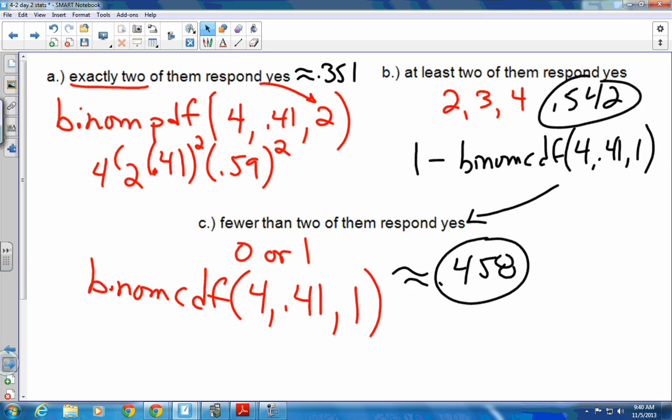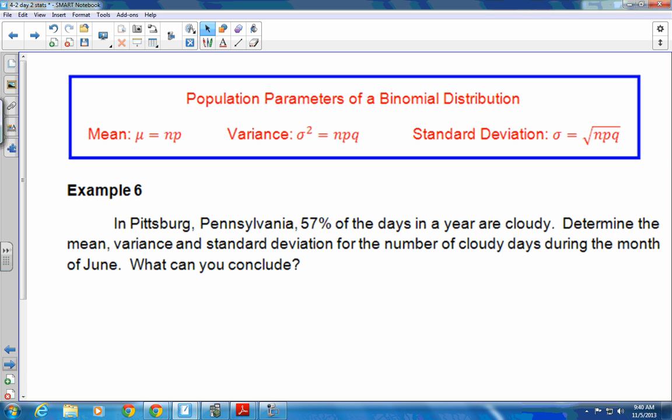Okay. So population parameters of a binomial distribution. The mean is mu, and all you have to do is take n times p. Because it's the probability of success times how many trials you have. So shouldn't that be how many are successful? If it's a 50-50 shot and you had 10 trials, the mean better be 5. Right? So you would just take n, which is 10, times the probability, which is 0.5, and you multiply them together, and there you go, you got 5. Well, that even makes sense.